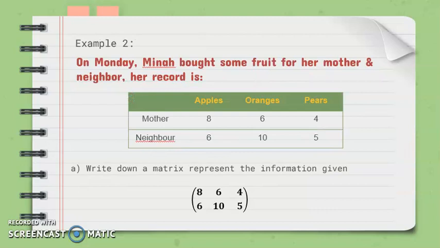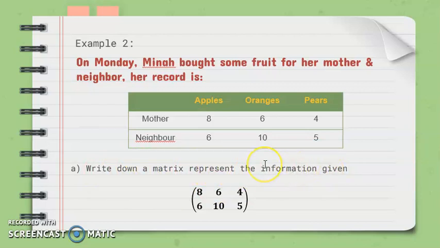Okay, so teacher assumes all of you have done example 2. Now I'm going to explain to you how to do it. Alright, so on Monday, Mina bought some fruit for her mother and neighbor. So this is her record: mother, neighbor. We have apples, oranges, and pears, the types of fruits. So write down a matrix to represent the information given.